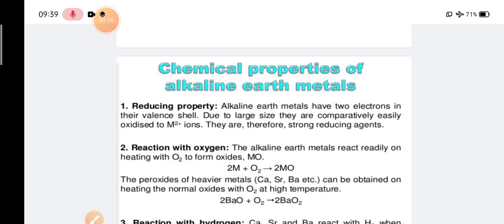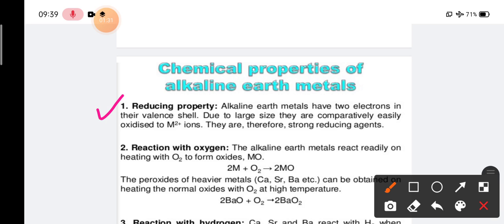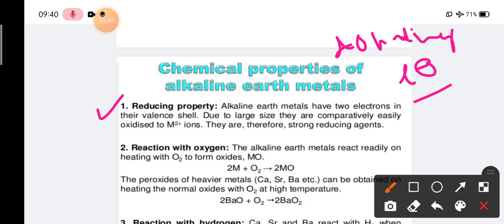Similar to all metals, especially the alkali metals, the alkaline earth metals also have some similar properties with alkali metals and other metals as well. Namely, the reducing property. As we know, all the metals react by donating electrons. Okay, so all the metals mainly donate electrons, and they react by donating electrons only.